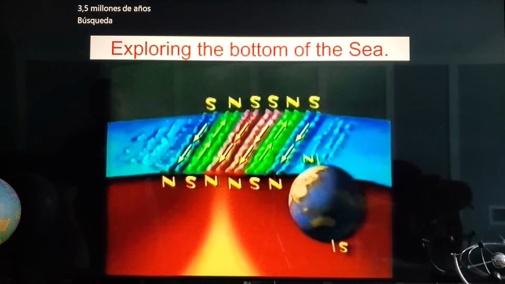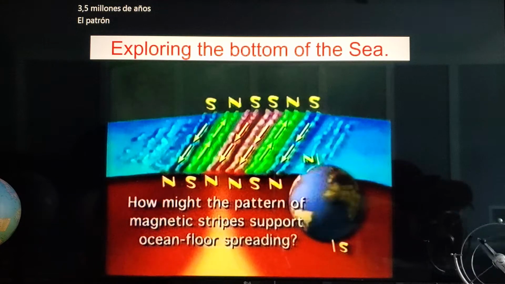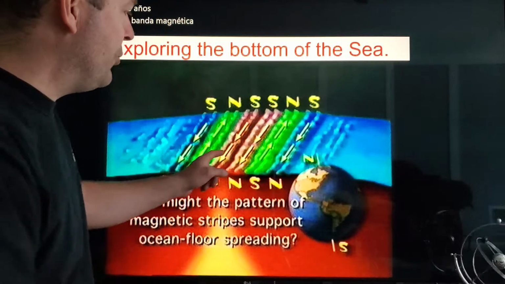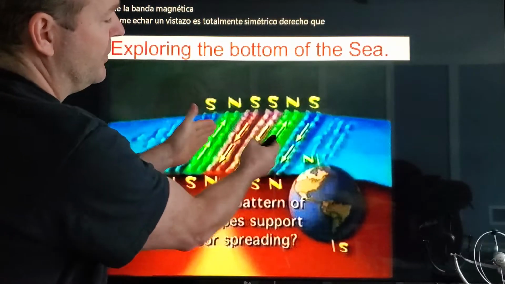How might the pattern of magnetic stripes support ocean floor spreading? Well, if you take a look, it's totally symmetrical, right? You got south-south, north-north, south-south, so that symmetry must have started in the center.